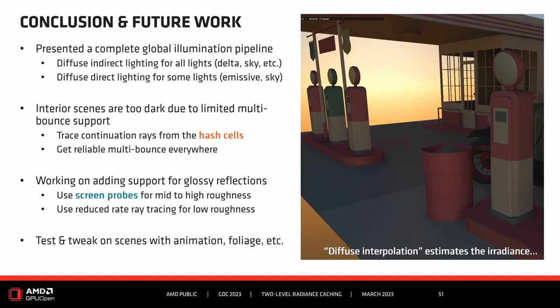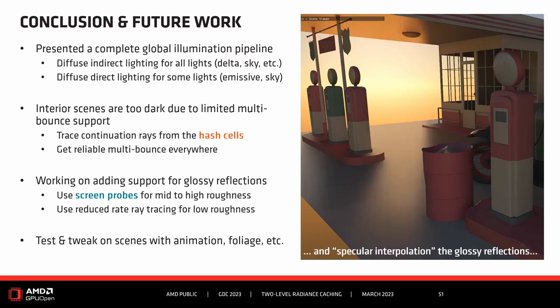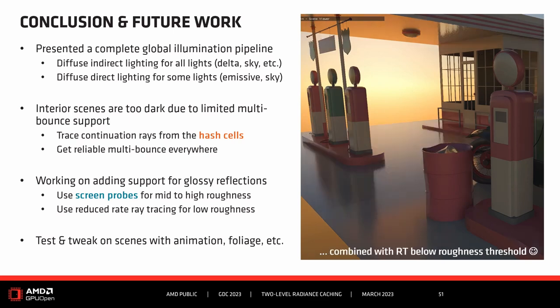What I've described so far can be referred to as diffuse interpolation, where we estimate the irradiance. And we can implement specular interpolation, which is simply sampling the GGX lobe using whatever BRDF you want to use, using importance sampling and looking up the probe data instead of tracing a ray to get your radiance value. It works at recovering something that looks like glossy reflections, but as you can see, it's pretty blurry. So we only use this for mid to high roughness surfaces, and we rely on ray tracing for low roughness surfaces and combine both.